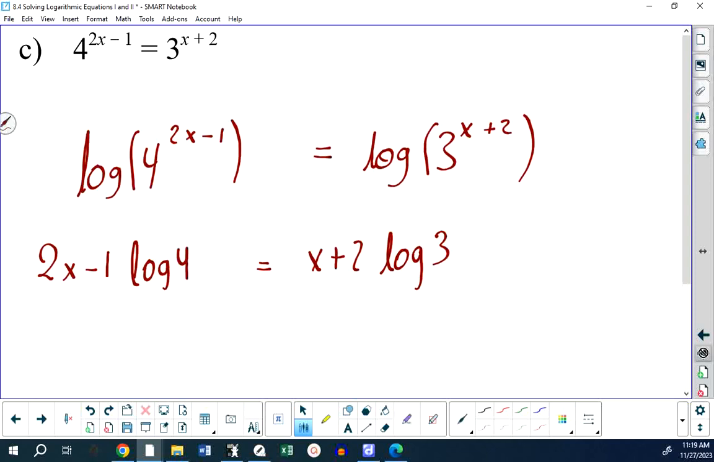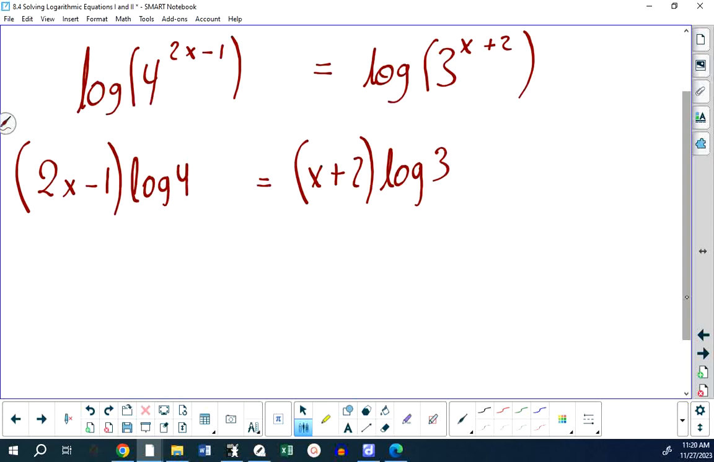The coefficient. Right? This exponent of 2x minus 1, the entire exponent has to be multiplied by log 4. And this exponent of x plus 2, when I swing it down, that entire exponent, which now is a coefficient, that's the right word, is multiplied by log of 3.